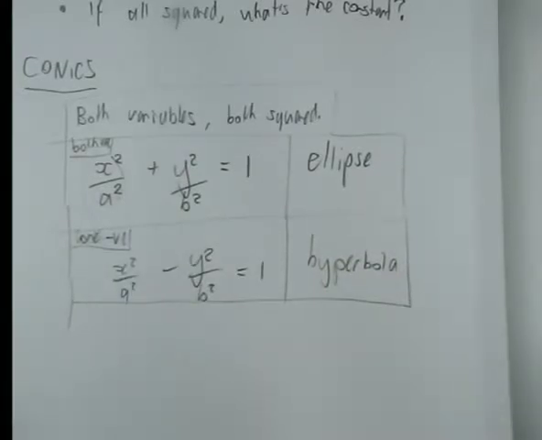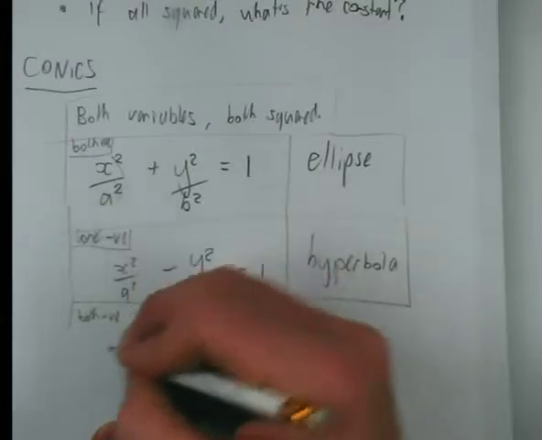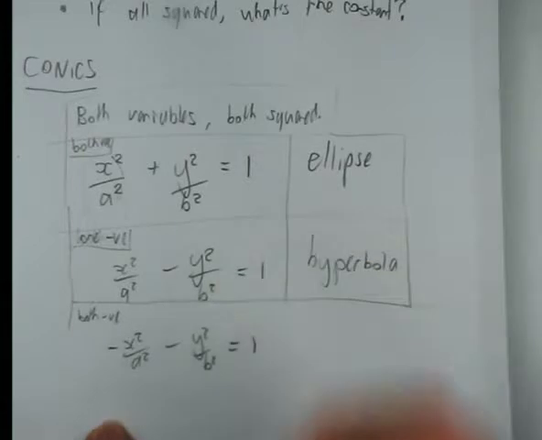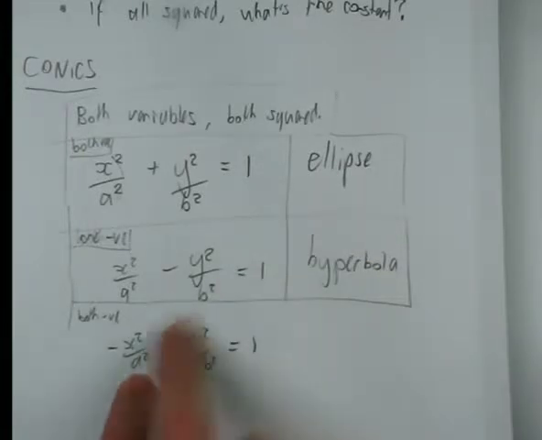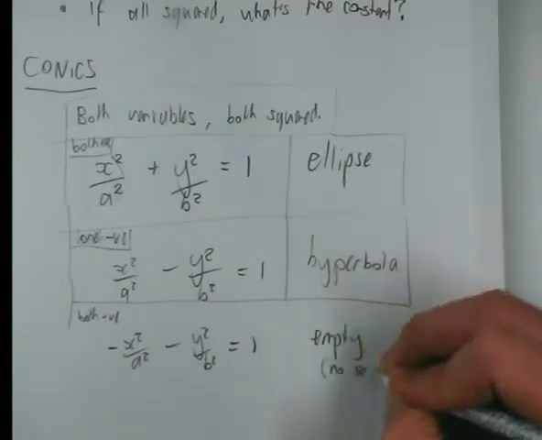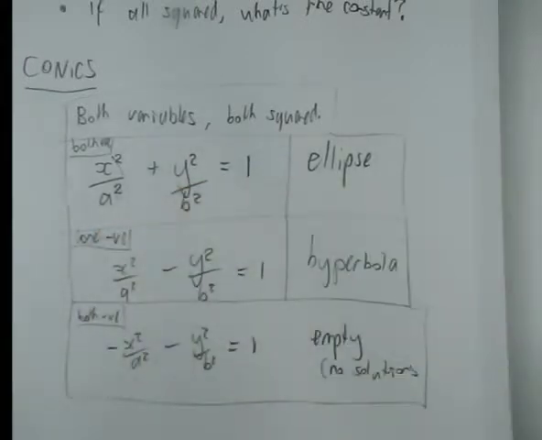So we've got both positive, we've got only one positive, and the only other option would be if they're both negative. And I know that you haven't seen that, but it's worth putting them in. Like that. There's no solutions to that. You can't have negative number equals 1. That's impossible. And so this is empty because there's no solutions. Just thought I should point it out.